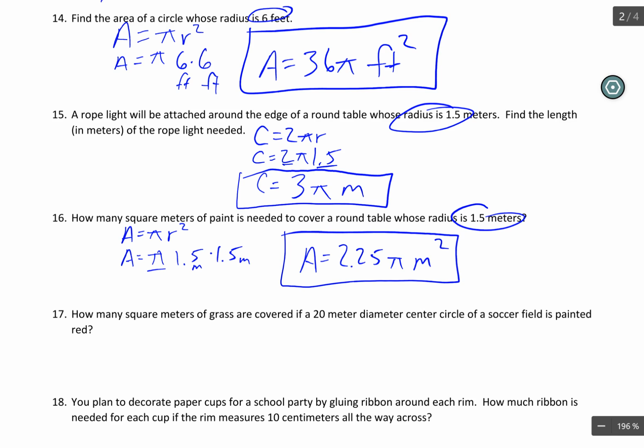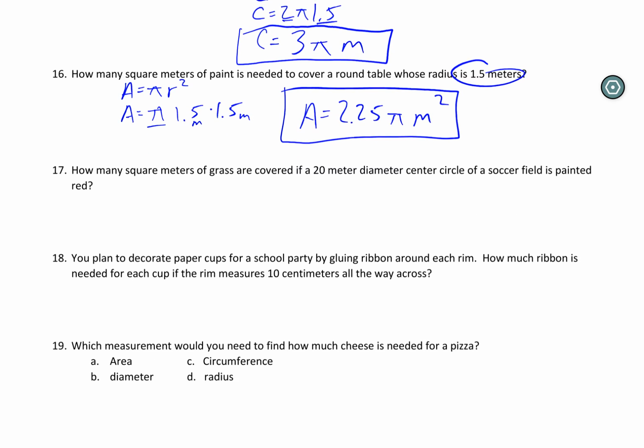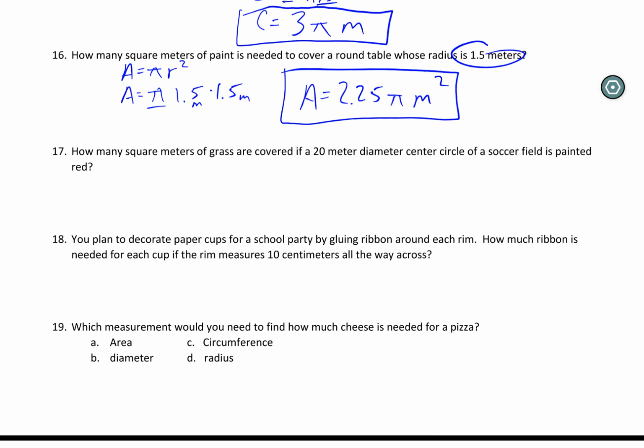All right, so then the next question, number 17, how many square meters of grass are covered? So again, square meters and covered, so I'm talking about area. If a 20-meter diameter circle of a soccer field is painted red, so area equals pi times radius squared. Area, I don't know, so area equals pi, or my radius, I have a 20-meter diameter. So if my diameter is 20 meters, then I know my radius is half of my diameter. So then that's going to be 10 meters squared. So 10 meters times 10 meters.